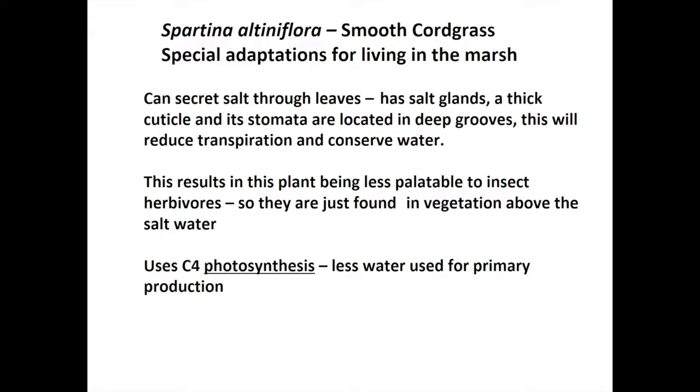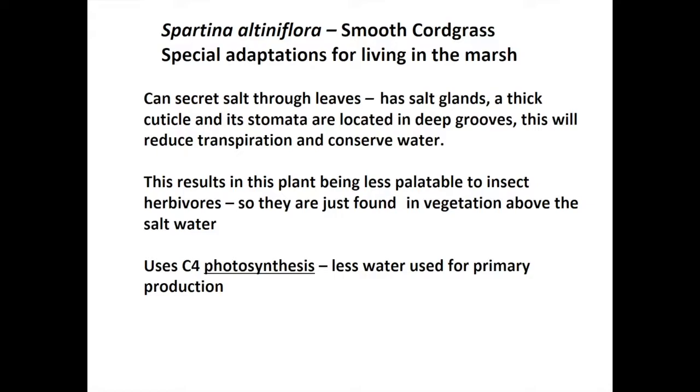Let's talk a little bit more about the smooth cordgrass, Spartina alterniflora, and the special adaptations it has, different from other plants, for living in the marsh. One of the things that we talked about that is really important for plants and restricts their ability to live in marshes is that they have to deal with salt. All that salt reduces the amount of fresh water that they can basically use in their tissues. Well, Spartina alterniflora can secrete salt through its leaves and has salt glands.